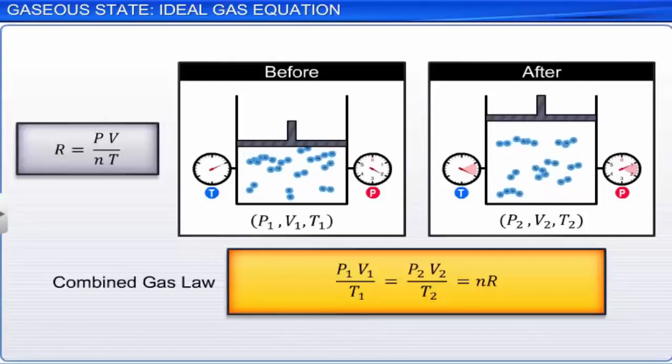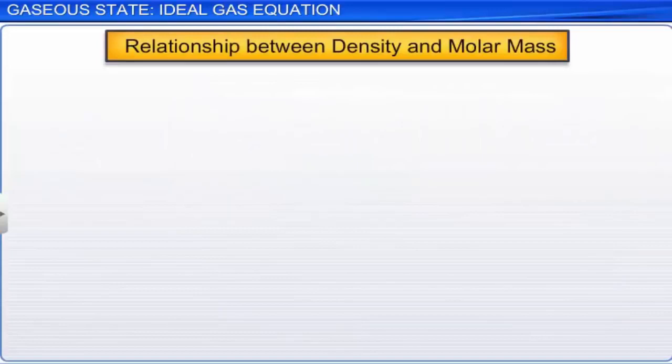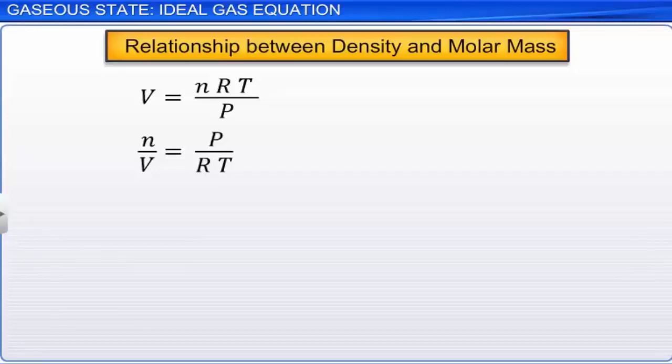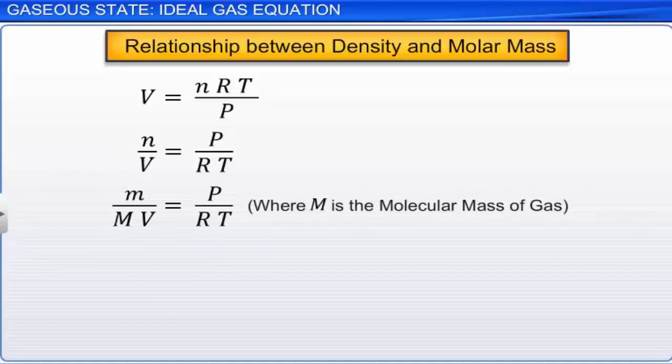To understand the density and molar mass of a gaseous substance, we have to rearrange the ideal gas equation to N divided by V is equal to P divided by R into T. On replacing the number of moles N with mass of the gas m by M, we get the equation m divided by M into V is equal to P divided by R into T, where M is the molar mass of the gas. We know that m by V is equal to d, where d is the density of the gas. Thus, we can rewrite the equation as d divided by M is equal to P divided by R into T. On rearranging the equation, we get the relationship to calculate the molar mass of gas as M is equal to d into R into T divided by P.